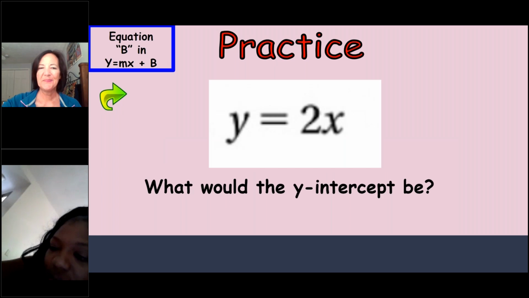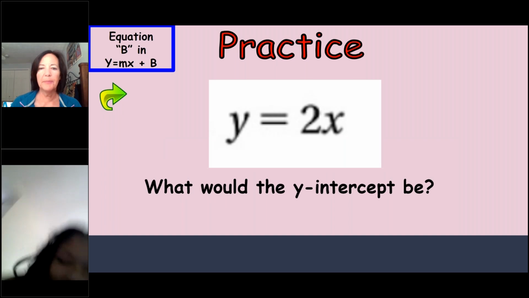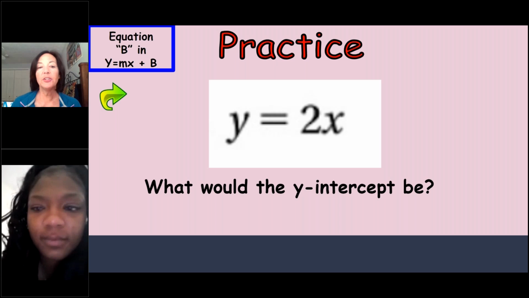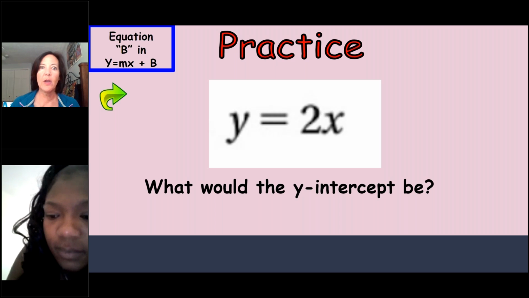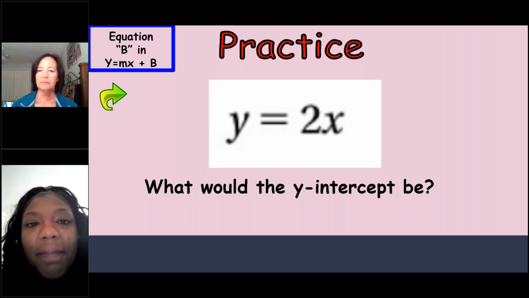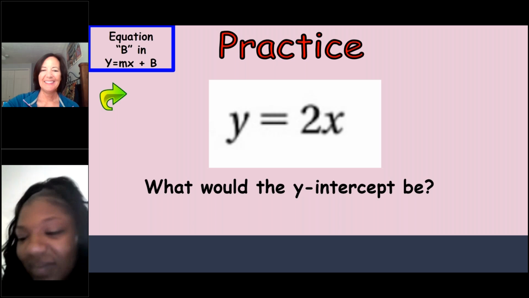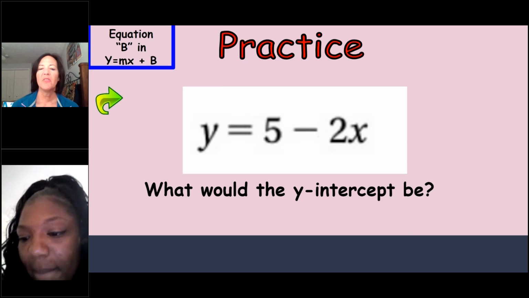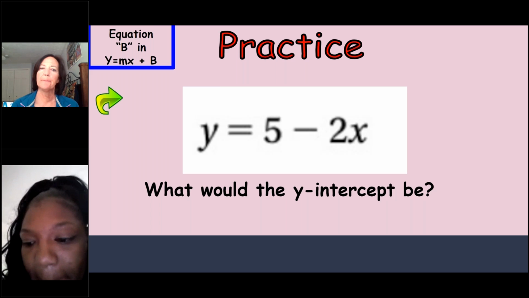Nice job. This one's a little trickier, but this is really common. You'll see a lot of equations that just look like that, and it will be up to you to figure out what the y-intercept is. Y equals 2x. What would the y-intercept be? 0. Perfect. You are doing very well today. Okay, this one's a little tricky. Y equals 5 minus 2x. What's the y-intercept this time?